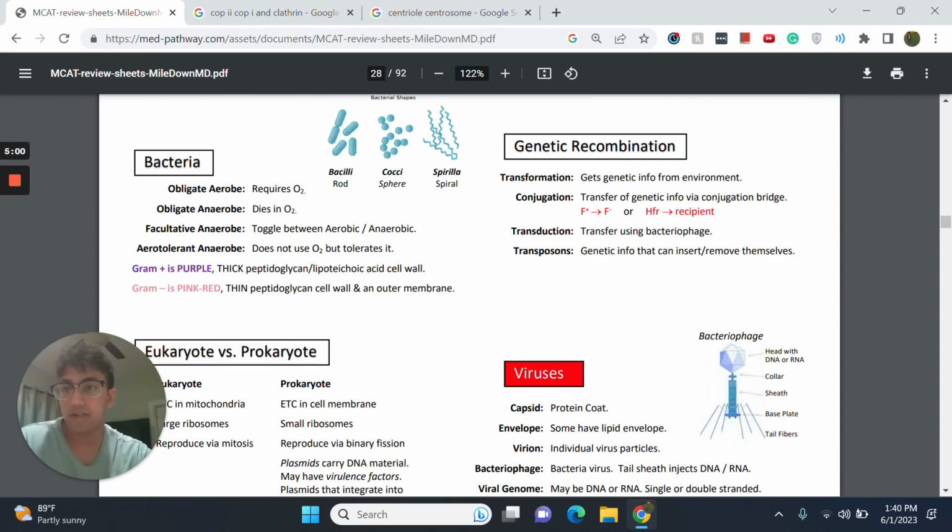Anaerobes will die in O2. They need to be in a non-oxygen environment. Facultative anaerobes can go between the two, and aerotolerant anaerobes don't use oxygen, but they won't die in oxygen.